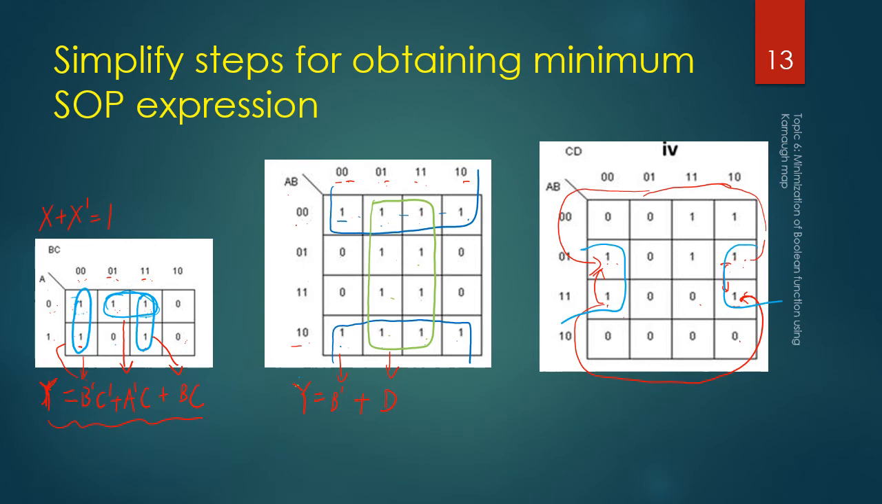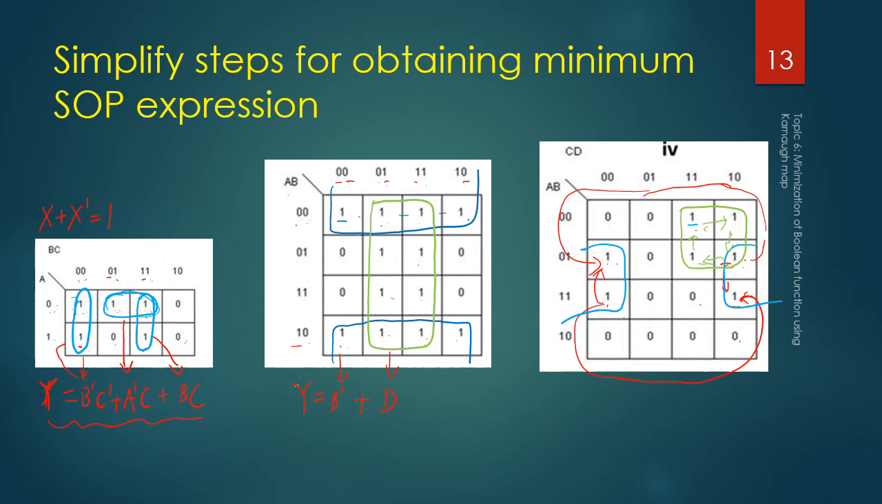And then let's check this one here. Also, we can find that these four squares are neighbors, and they are also forming a loop. So we should group them together.